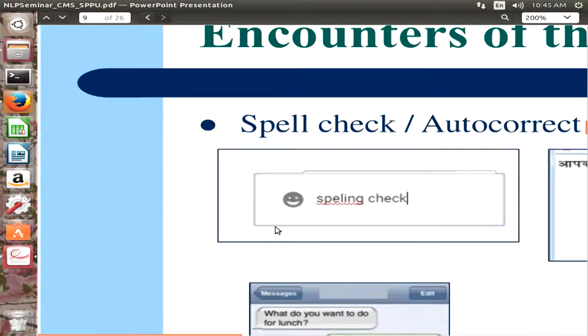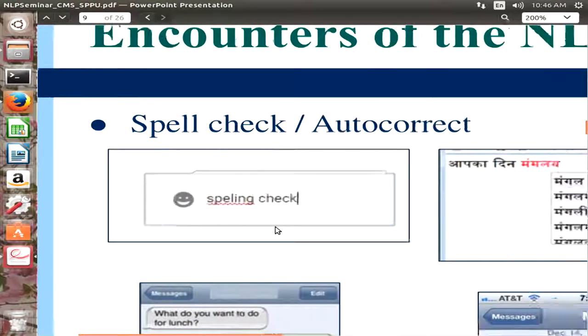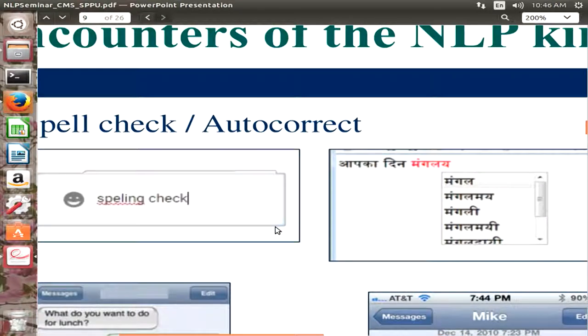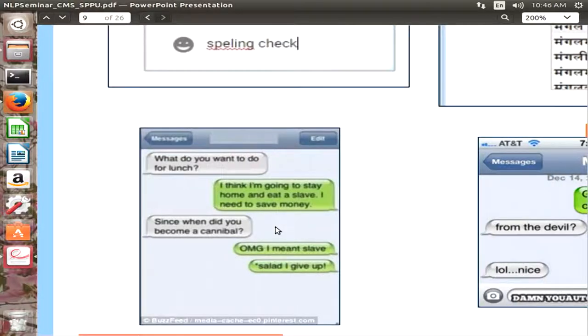So you encounter spell checkers, autocorrects, and stuff like that. They do work at times, like over here. There's one L missing in the spelling check, so it has captured that. Then "aapka din mangalai", so it has captured that there's something wrong over here, and it has given you the option. But there are times when it, well, doesn't work.